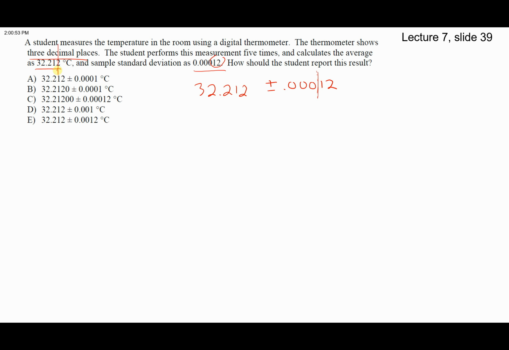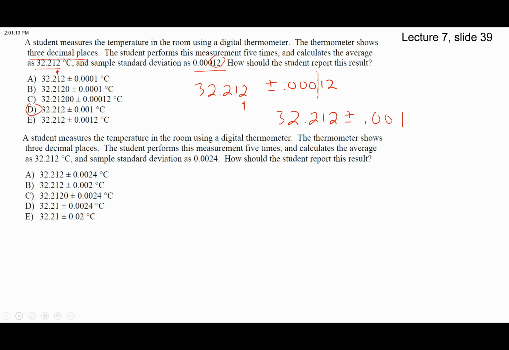However, we also know that our error, so rule 2, we'd have to say, okay, we have to do something about that because they don't match. But we also know that rule 3 is, does this make sense? And our error will be in this place already. So our answer will be 32.212 plus or minus 0.001, which will be D.